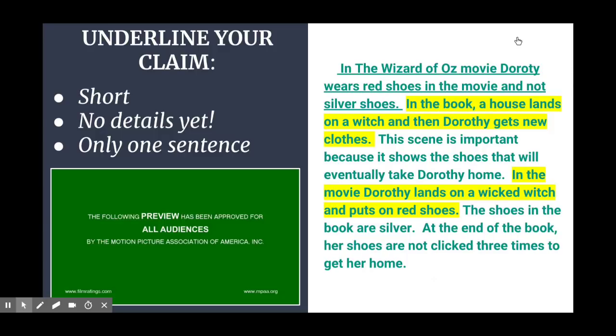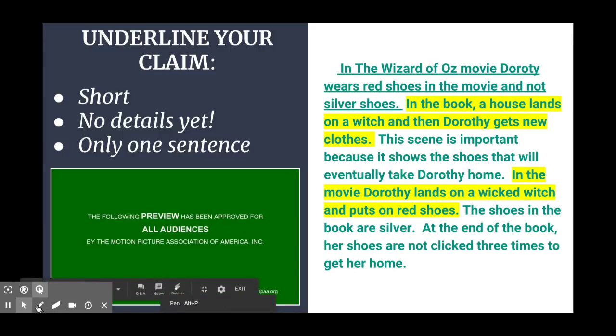This is an example. This example is from Wizard of Oz, but it is prompt B. So you can see I underlined my claim. My claim is short. It's to the point. It says, in The Wizard of Oz, Dorothy wears red shoes in the movie and not silver shoes.